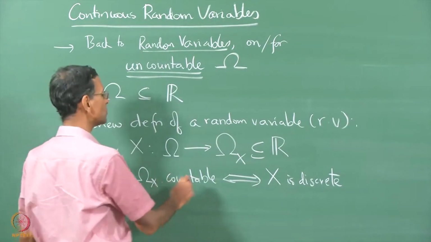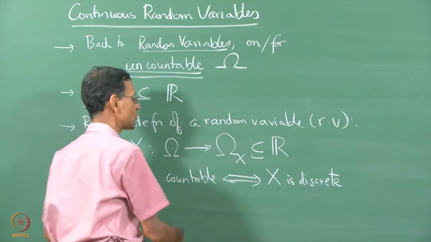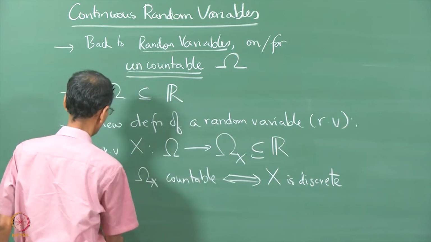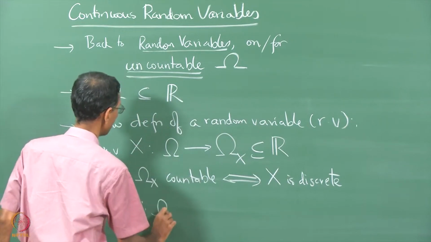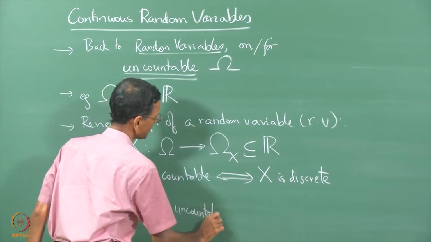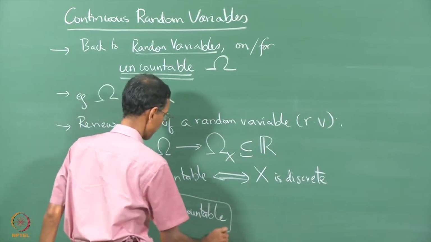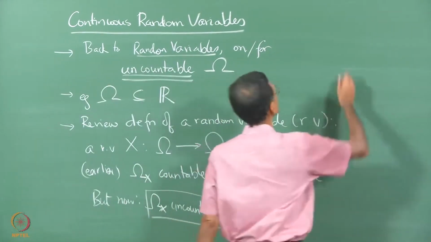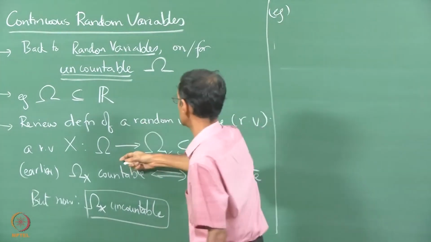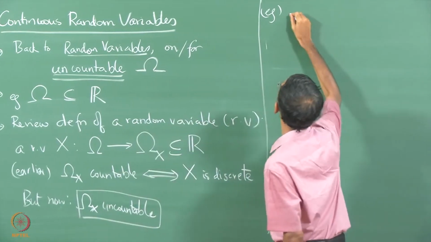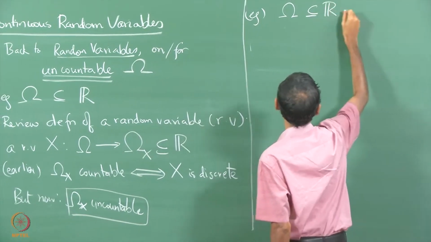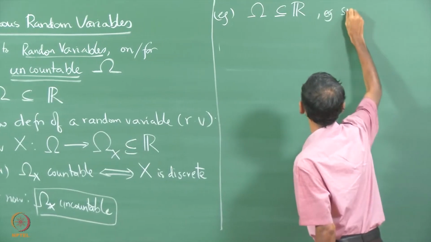Omega x is uncountable means that you are basically dealing with a fundamentally different situation than a discrete random variable. So, let me write here, now your omega x is uncountable. The set of values that x can take is not countable, and therefore, we need to deal with this situation carefully. Simplest example, as I said, is the case of the sample space itself being some portion of the real line, again a spinning pointer.